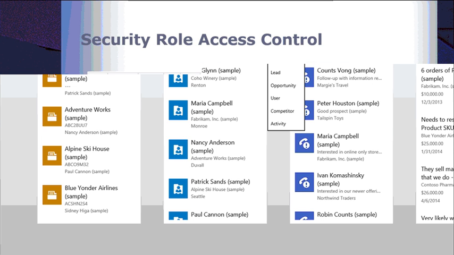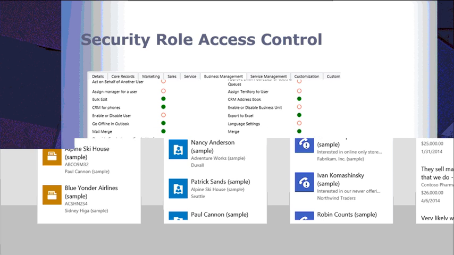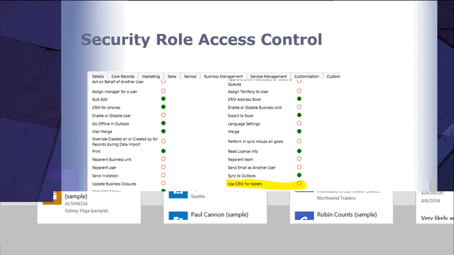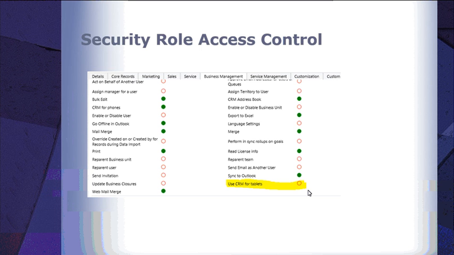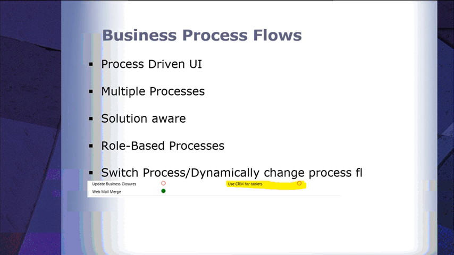Now, how do you control the access? Under business management, there's an option, use CRM for tablets. This is a new option that has been added. Until users have this privilege, they would not be able to configure a tablet client.